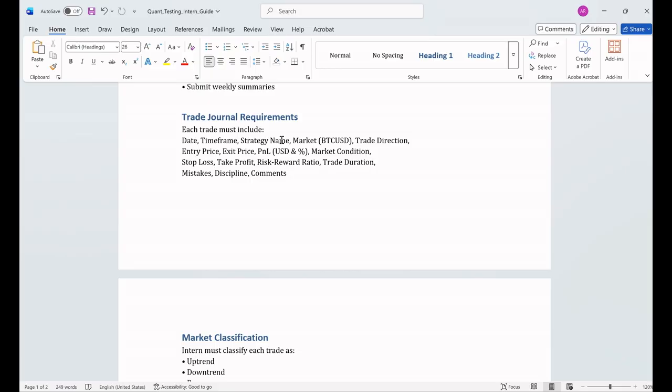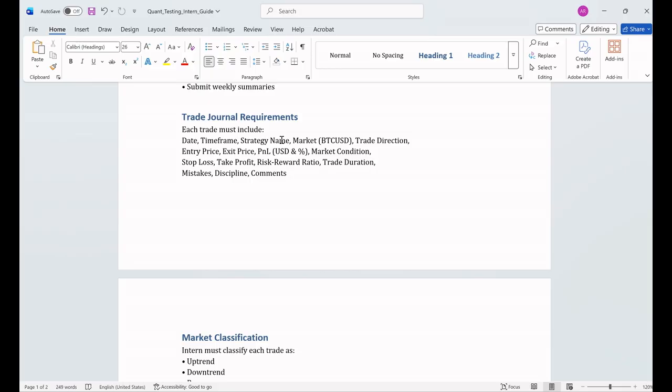If you miss a trade, do not try to enter it late. Do not chase the market. Just mark it as a missed trade and continue with the next opportunity. Also, never modify past trades. Never backfill data later. Always log trades in real time. This ensures that your data is accurate and reliable.